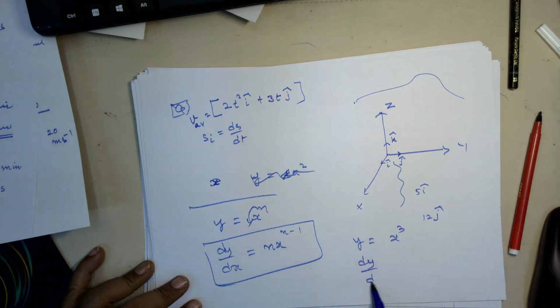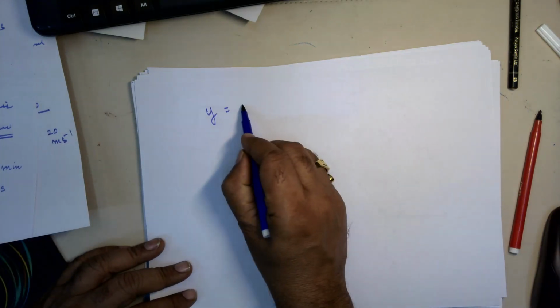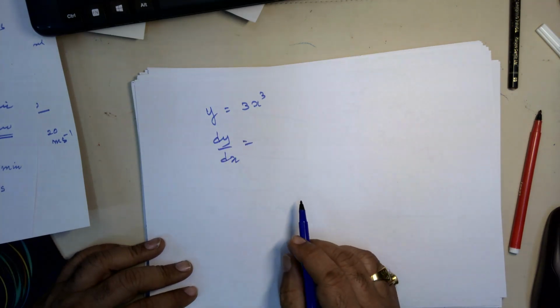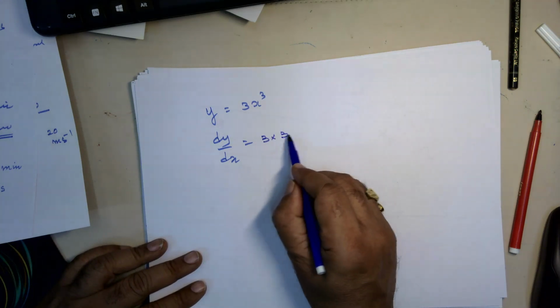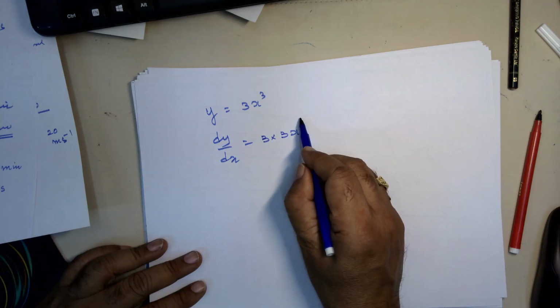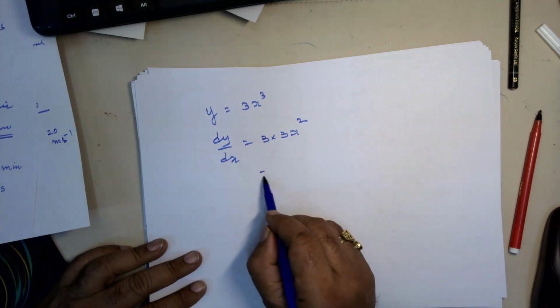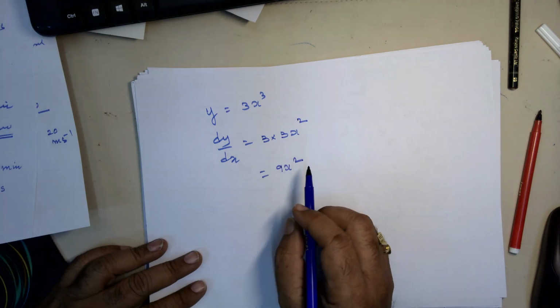Now can you tell me, y is equal to x power 3. What is dy by dx? 3 x power 3 minus 1, that is 3x squared, right? Okay. Now let me give you another sum. y is equal to 3x cube. Now what is the value of dy by dx? Tell me. 3 into 3, x squared. So it will be 9x squared. 9x squared. Do you understand? Shanvi, got it?